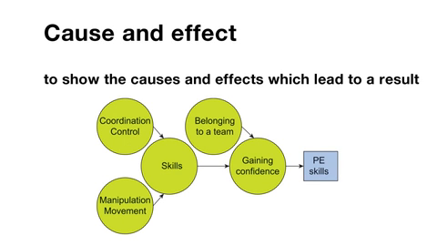A cause and effect diagram shows the causes and effects which lead to an end result. Look at this example from PE. The effects of practicing skills of coordination, control, manipulation and movement, then belonging to a team and gaining confidence result in gaining PE skills.